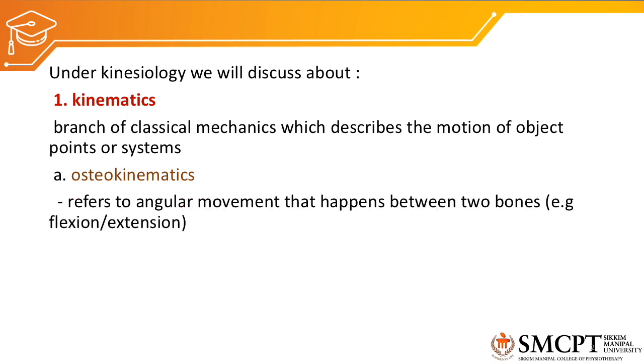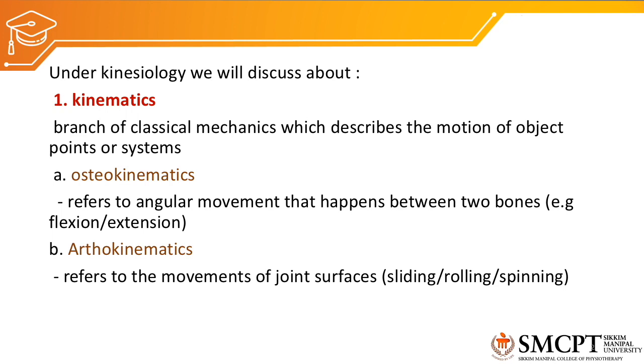Osteokinematics means angular movement that happens between two bones. For example, flexion and extension. Arthrokinematics, arthro means joint. So arthrokinematics refers to the movements of joint surfaces like sliding, rolling and spinning. So kinematics means the mechanics that describes the movement or motion of objects such as bone and joint surfaces.